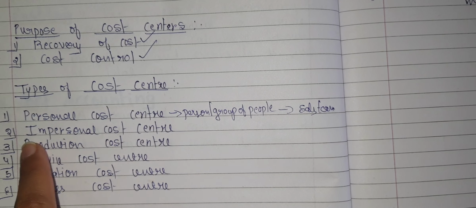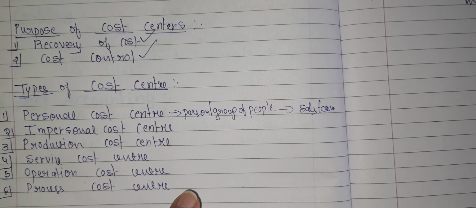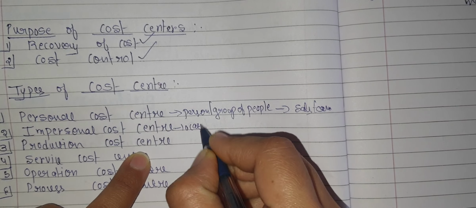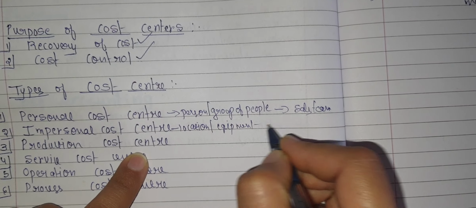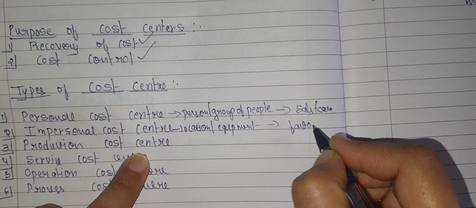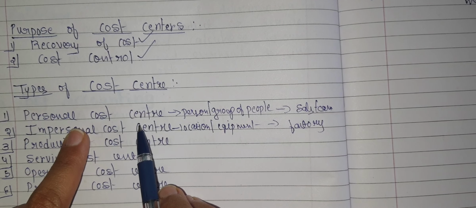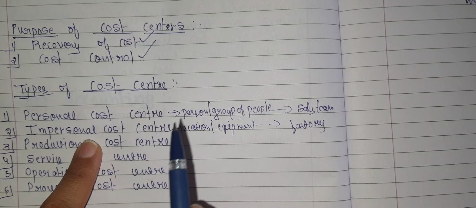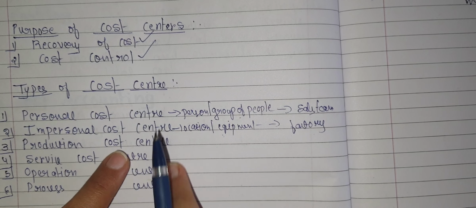And the second one is impersonal cost centers. It is related to location or equipment. For example, a factory is an example of a location. Here a personal cost center is related to a person or group of people, and an impersonal cost center is related to location or equipment. For example, factory.